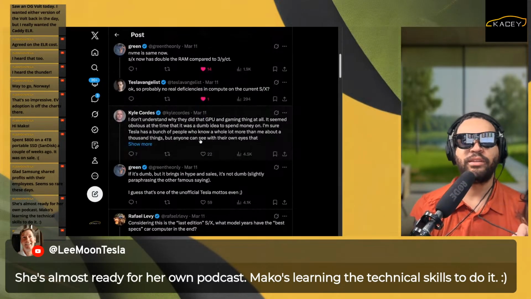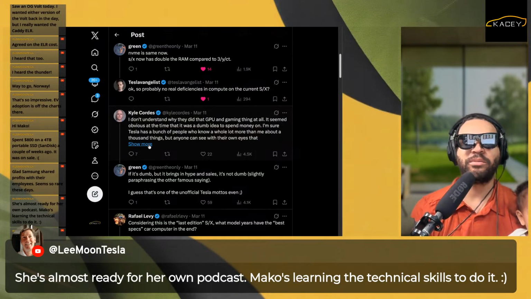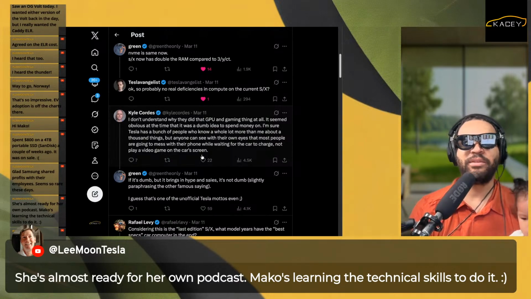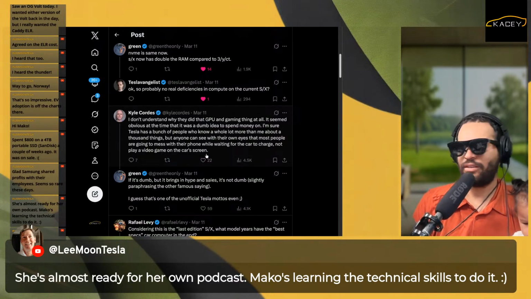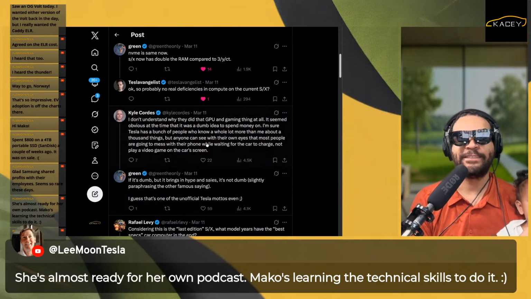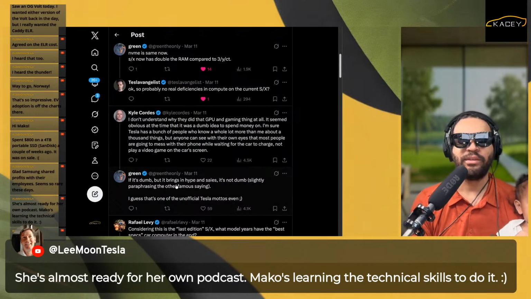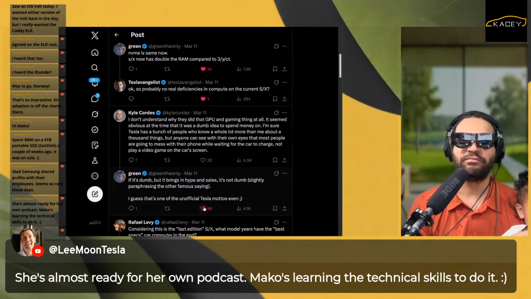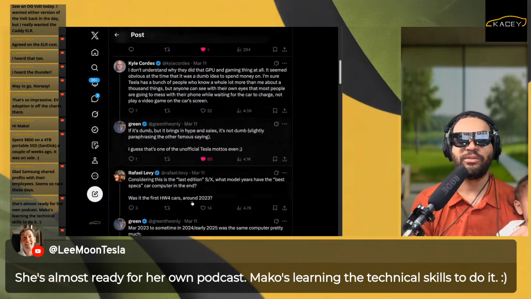Don't understand why they did that GPU and gaming thing at all. It seemed obvious at the time that it was a dumb idea to spend money on. I'm sure Tesla has a bunch of people who know a lot more than me. I mean, if they'd actually put some games in there, then it would have sold some cars, but they didn't. And so it's kind of a waste. If it's dumb, but it brings hype and sales, it's not really dumb. I guess that's one of the official Tesla mottos, even.